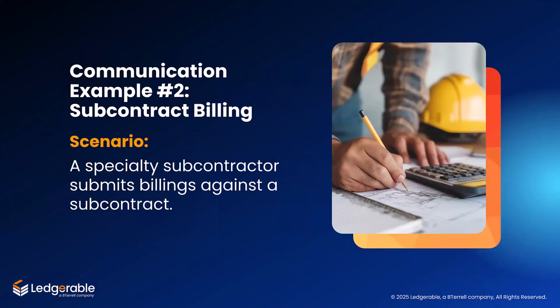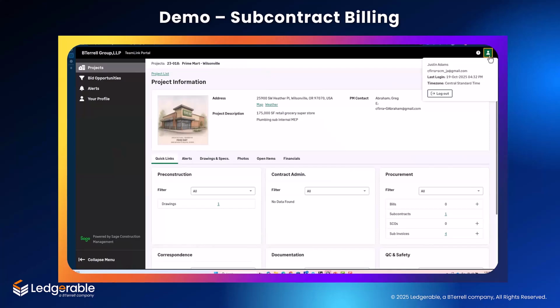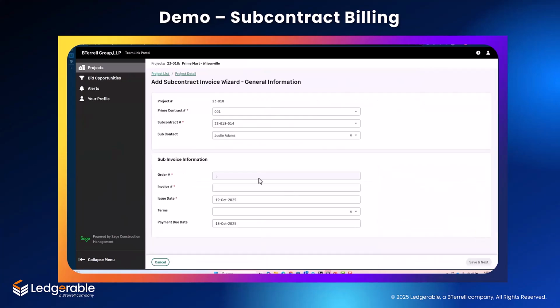So for the second example, our scenario looks at how the same subcontractor, Adams Electric, can enter their progress billings through the TeamLink portal, giving the PM and subcontractor immediate access for review and approval or rejection. We'll start with Justin Adams, the subcontractor. He'll use, under the procurement area, the sub invoice.